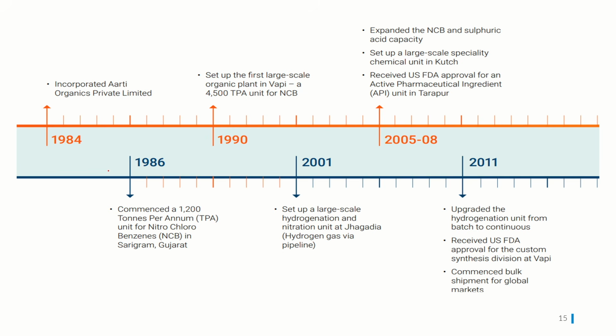That is, they started in 1984 with one plant. The production capacity was 1200 tons per annum. In 4 years, they expanded the capacity almost by four times. Then they expanded into newer chemistries. Then they expanded into pharma and then expanded the production capacity. Then they have again expanded into pharma and then newer chemistries.